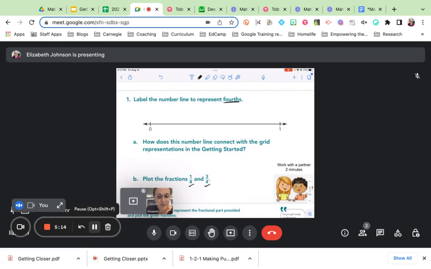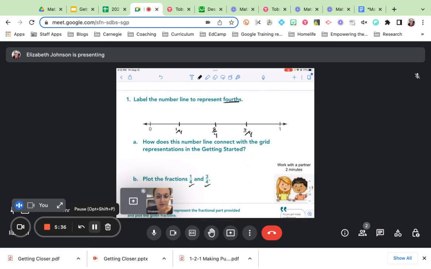Well, you've hit play, so I hope you had a good discussion with your partner. If you're not quite ready, hit pause again and talk a little bit more before hitting play and talking about the number line as a class. You divided the number line into fourths. So we have 0, we have 1/4, 2/4, and 3/4.